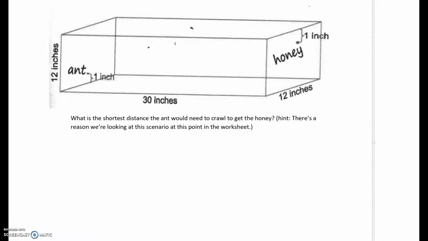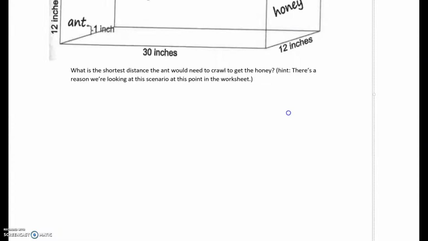On first glance when I looked at this question, I was like, well, this is pretty easy. If the ant just goes down an inch and then goes directly across, so it's another 30 inches, and then up another 11 inches to the honey, that's 1 plus 30 plus 11, which gets us 42 inches. Right, so as I'm looking at it, like, oh, okay, 42 inches, I'm done. Pretty easy, right? Because I think about this as a net.